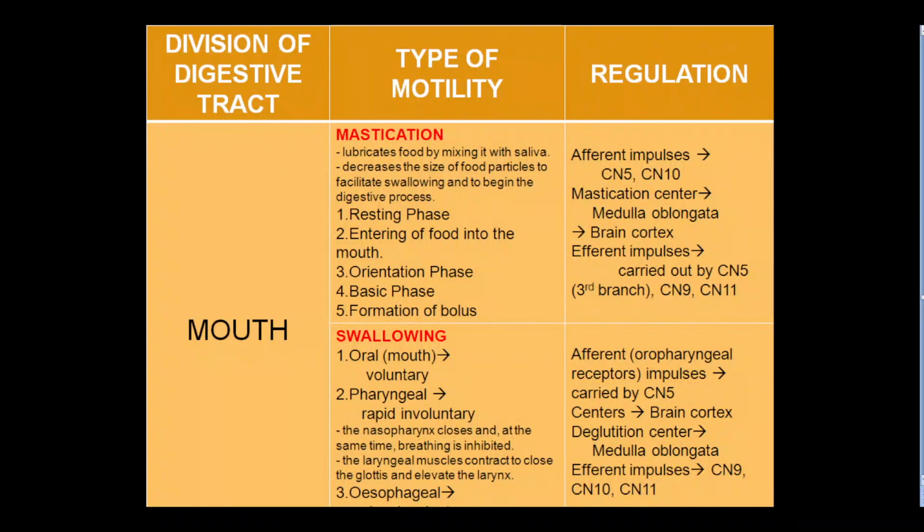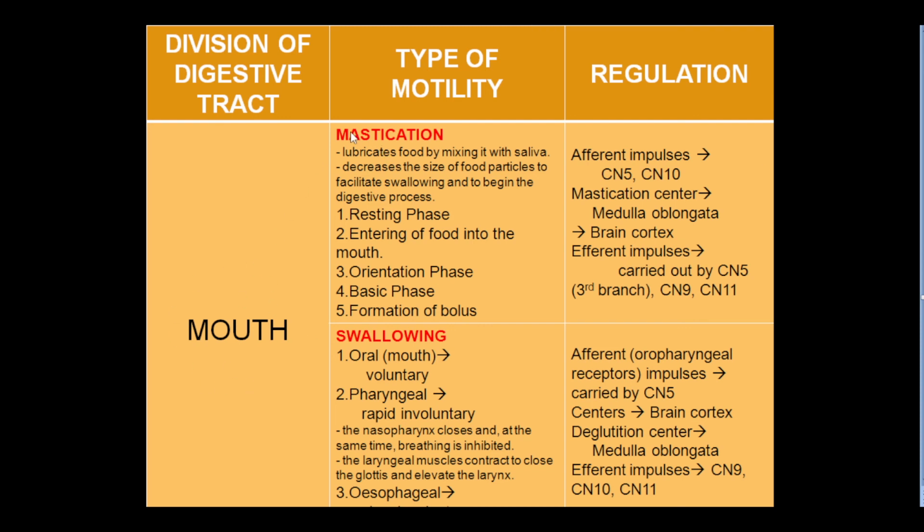So we will go through the compartments. And there will be a division of the GI tract, then we will list the types of motility which are present, and we will briefly outline the regulation of motility. So what do we have?